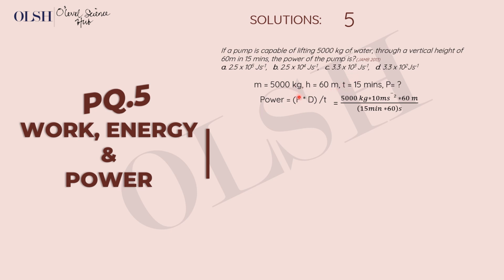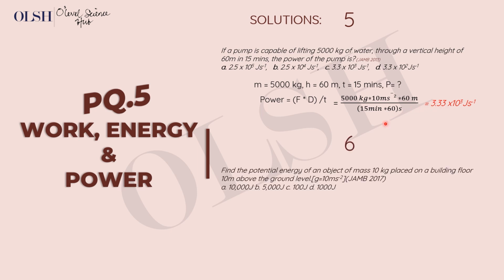Okay, so we know our force is normally mass times acceleration, and the acceleration in this case is the acceleration due to gravity, because of course this is talking about lifting. Okay, so we have 5,000 kg times our acceleration due to gravity, which is 10 meters per second squared, times 60 meters, divided by our time. 60 meters here is our distance. All right, then we divide everything by our time, which is 15 minutes. But then we have to change that to seconds, so we multiply it by 60 to get our answer in seconds. So if we simplify this, we have 3.33 times 10 raised to power 3 joules per second.